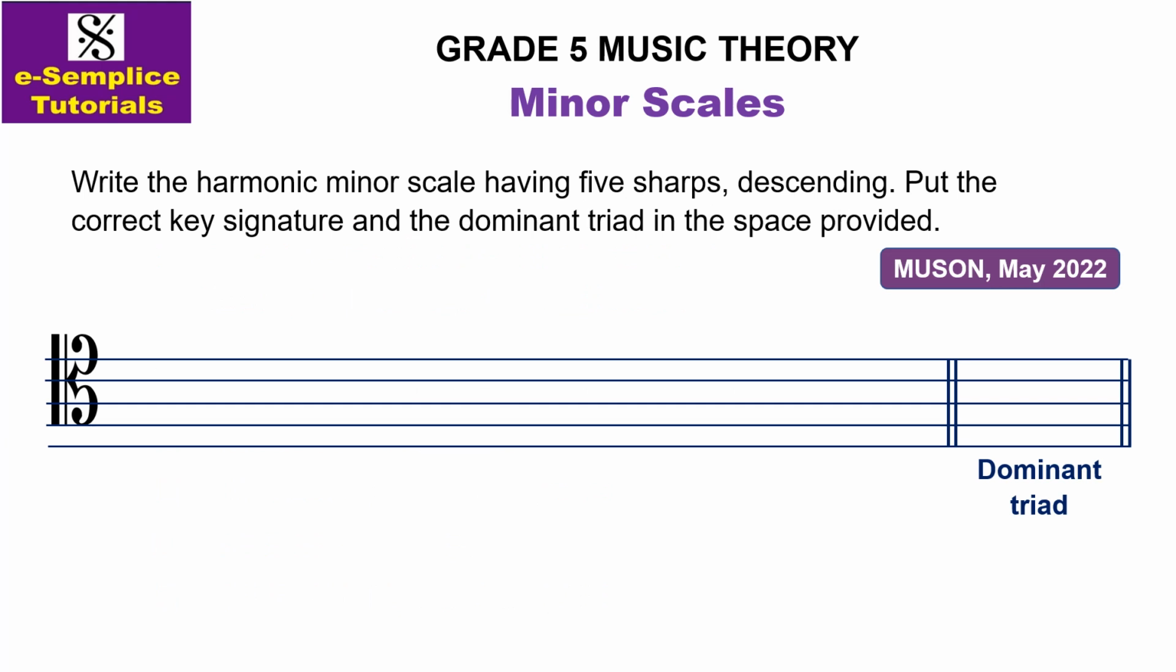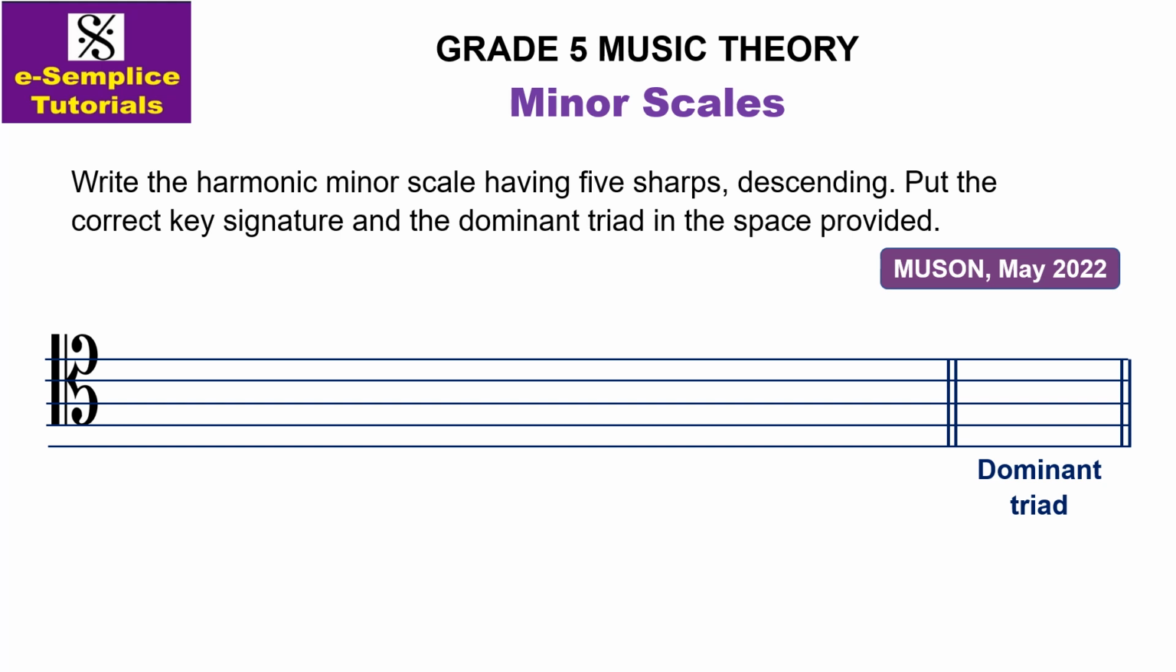This question is from Muson exam May 2022. Write the harmonic minor scale having 5 sharps descending. Put the correct key signature and the dominant triad in the space provided.